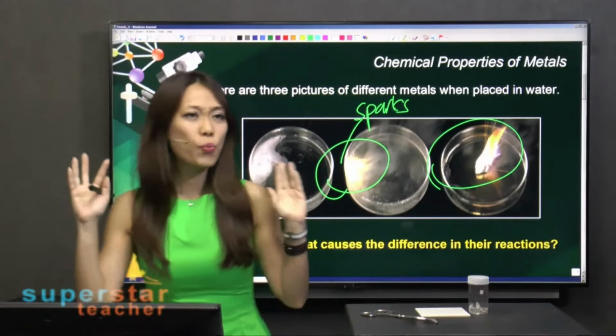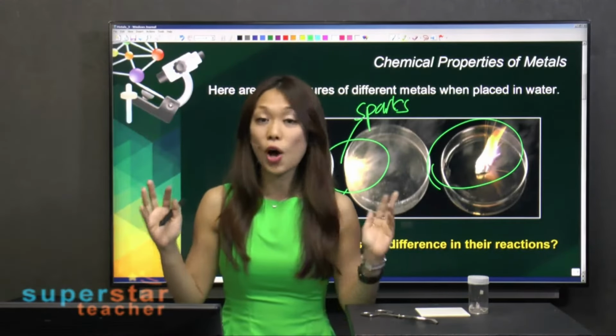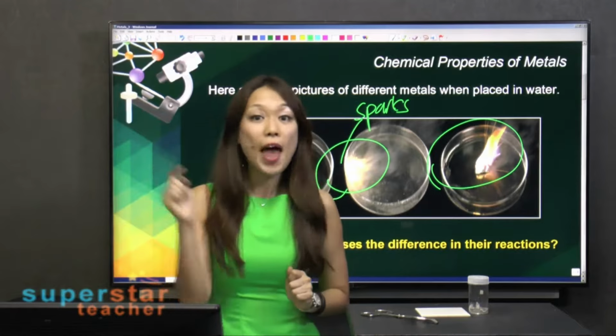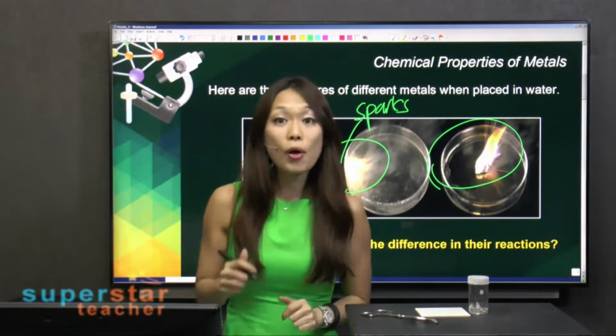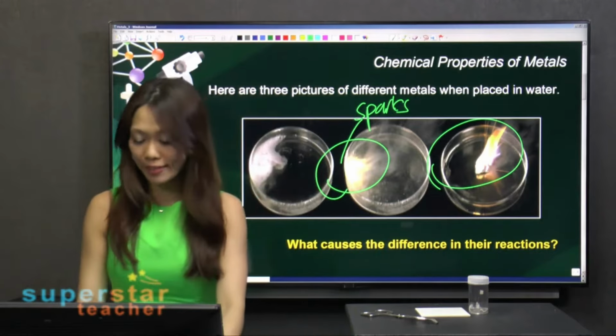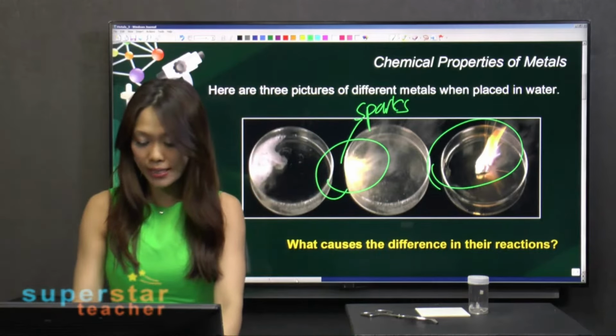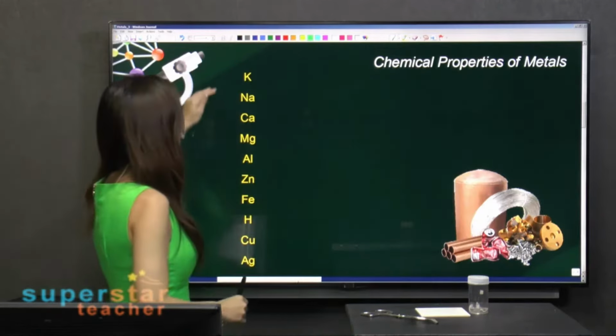So, which one is the most reactive metal of them all? Well, there's a very important table that I need you to remember. I call it the reactivity series of metals. And there it goes. It is something like this. Now, it starts with K.